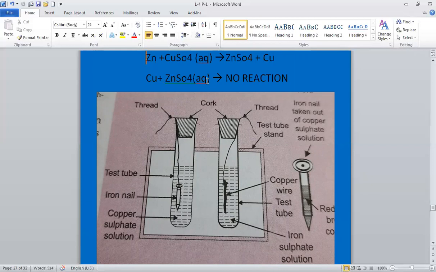By performing these displacement reactions, a list of metals in the order of their decreasing activity can be drawn up, and we'll study that activity series in the next class.